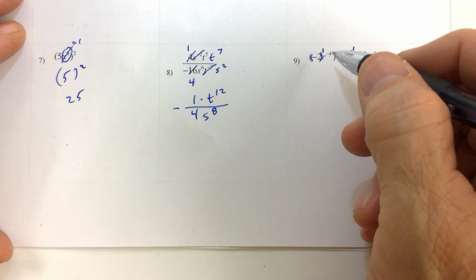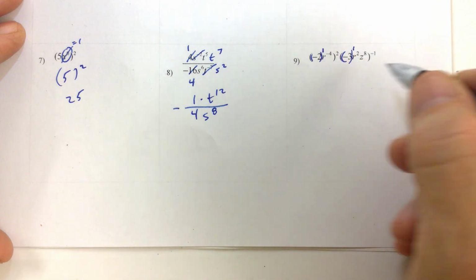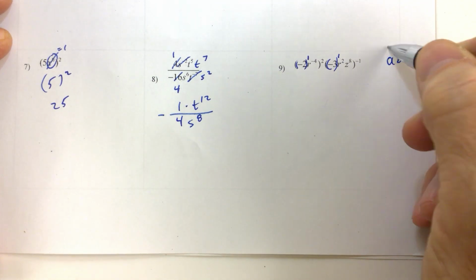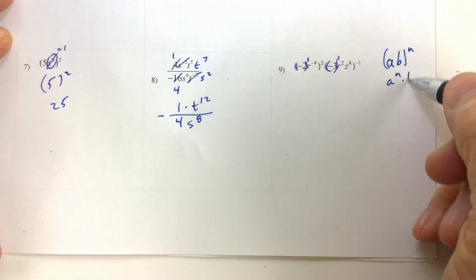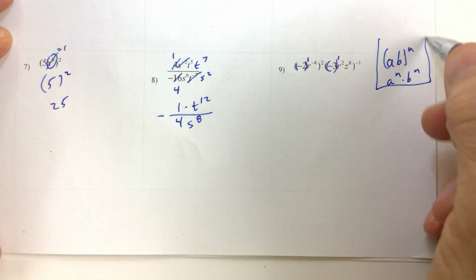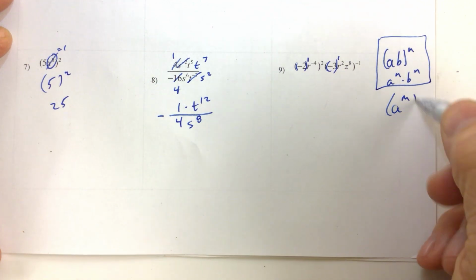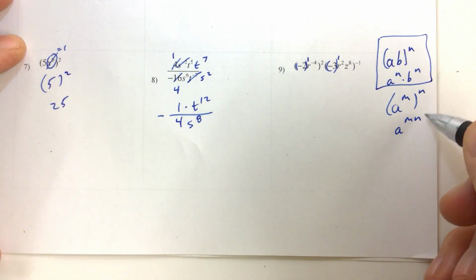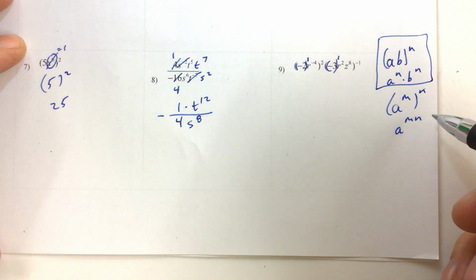Okay, so we're going to remember we have power to a power. So power to a power, I want to show you the rule. When we have a times b to the nth power, consider that as a to the n times b to the n. So that's one way of looking at the rule. But also, if you have a to the m to the n, we're going to multiply the exponents. So when we have power to a power, we multiply.